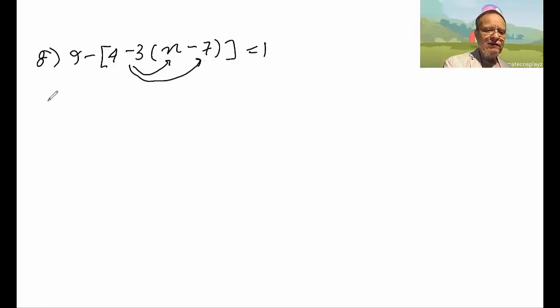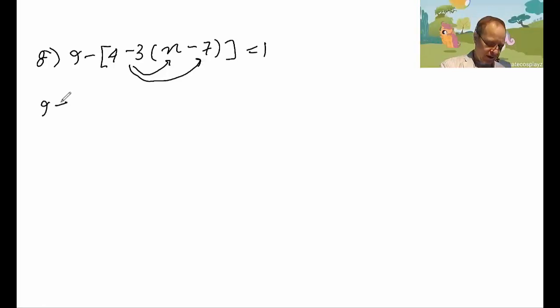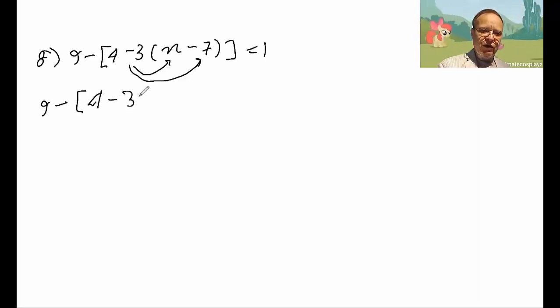So we get 9 minus square bracket 4 minus 3x plus 21.